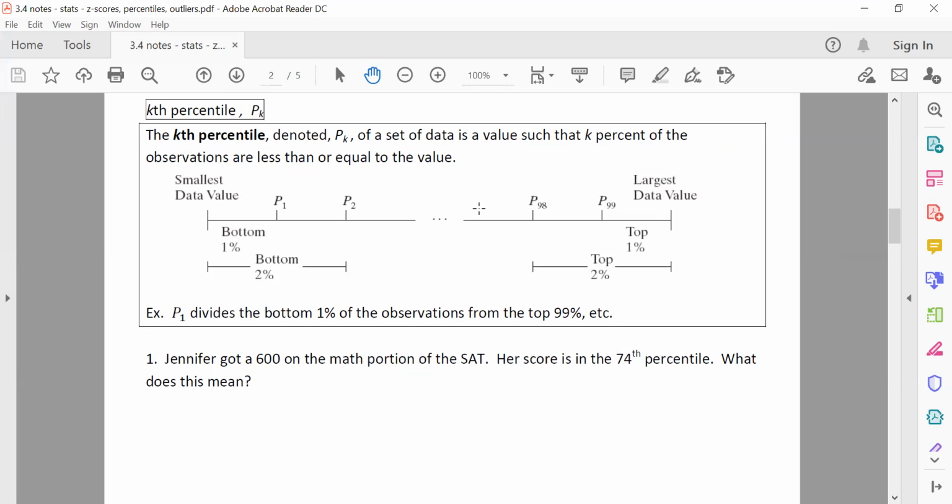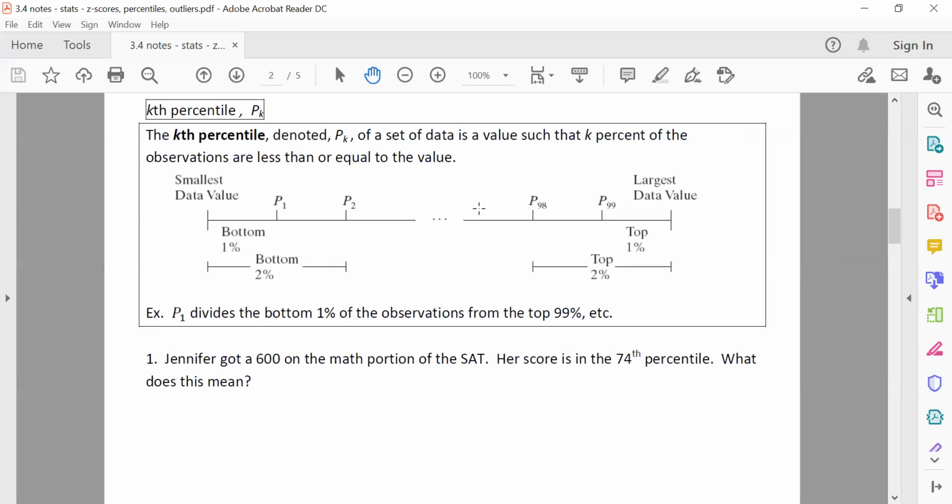So percentile is really easy. If you're just barely snug in the top 10% of your graduating class, that means you were the 90th percentile because you were better than 90% of other people. Does that make sense? Is that pretty straightforward?